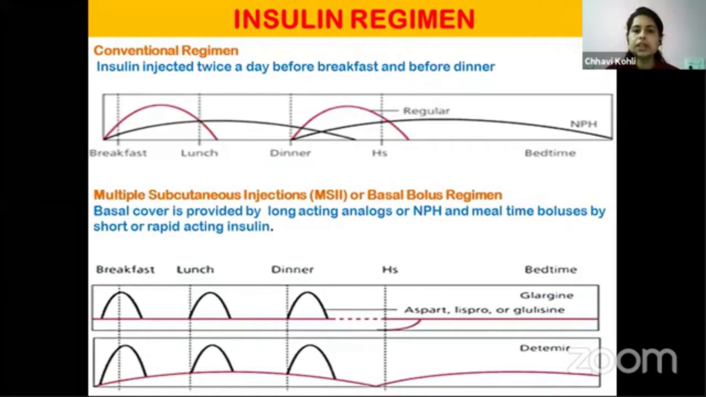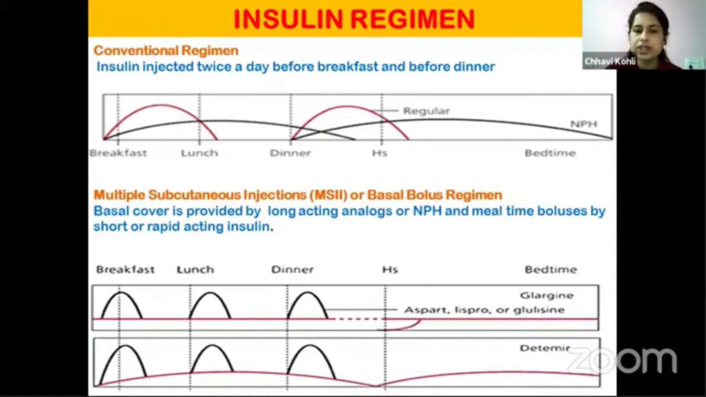Now, talking about the regimen, insulin regimens can be divided into three types. First is the conventional regimen, wherein the insulin is given before breakfast and before dinner. Here, rapid acting or regular insulins are mixed with intermediate acting insulin to be given twice a day, or pre-meal mixed insulin can be used. These conventional regimens do not mimic the natural release of insulin, so they are not the preferred option.